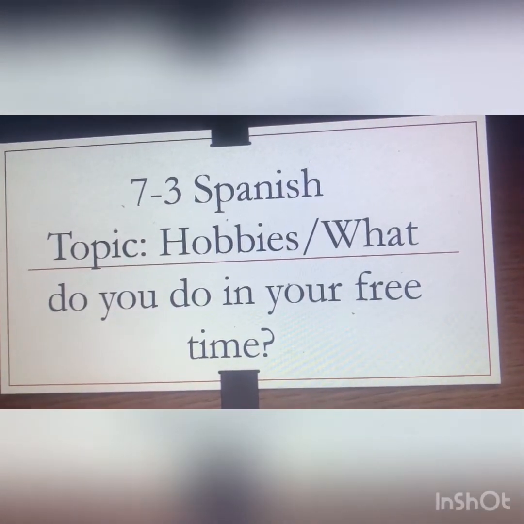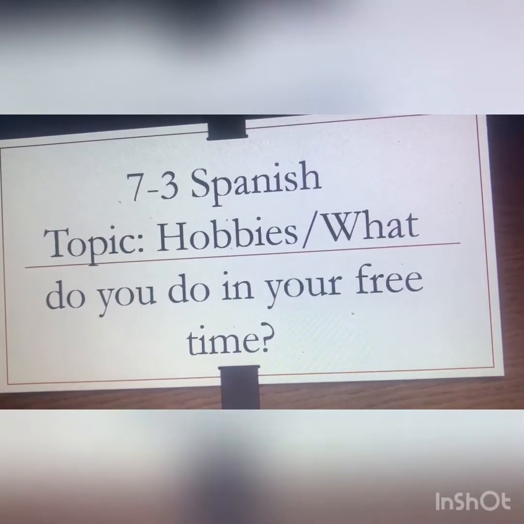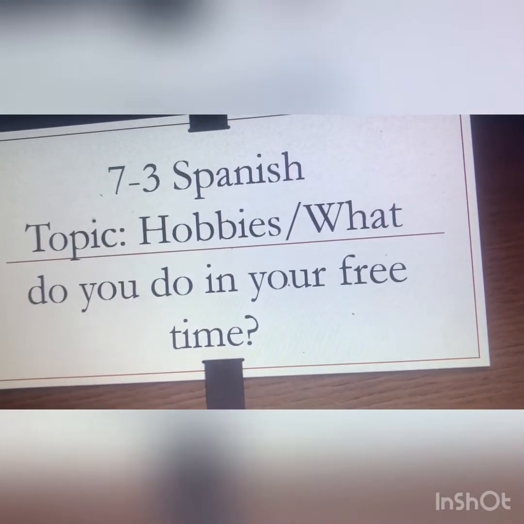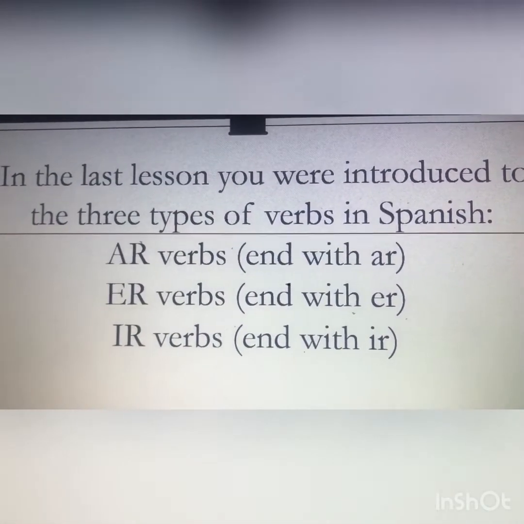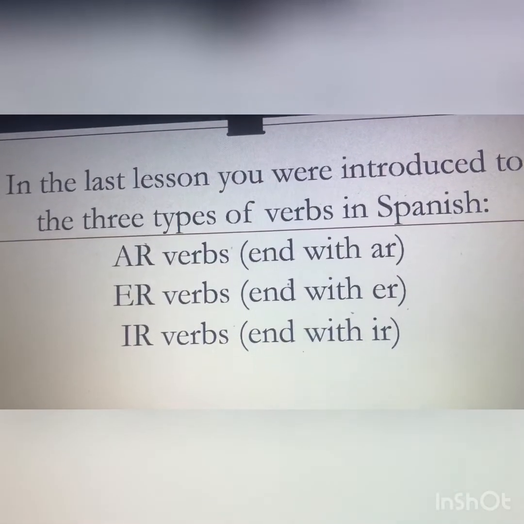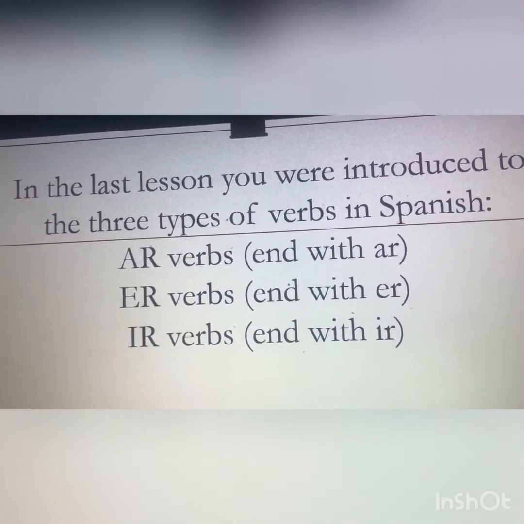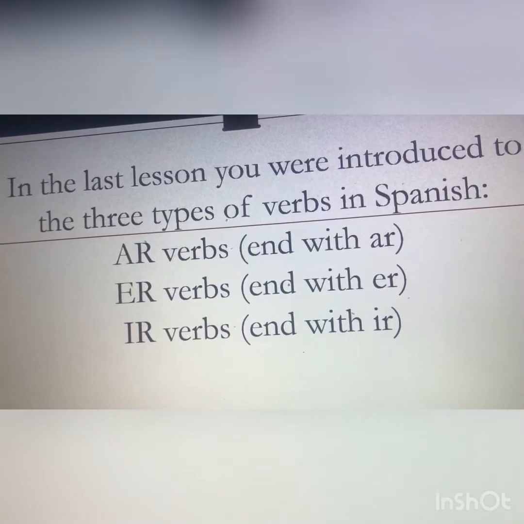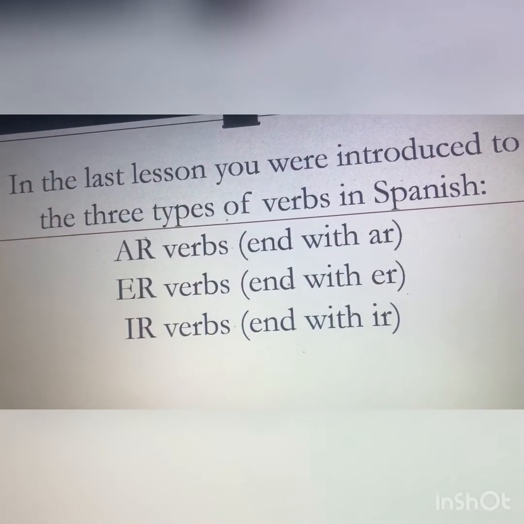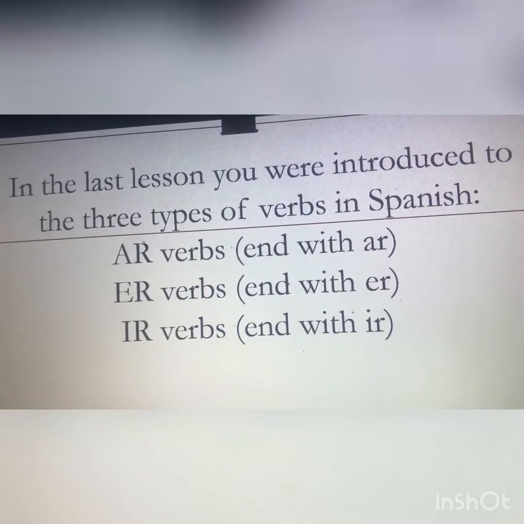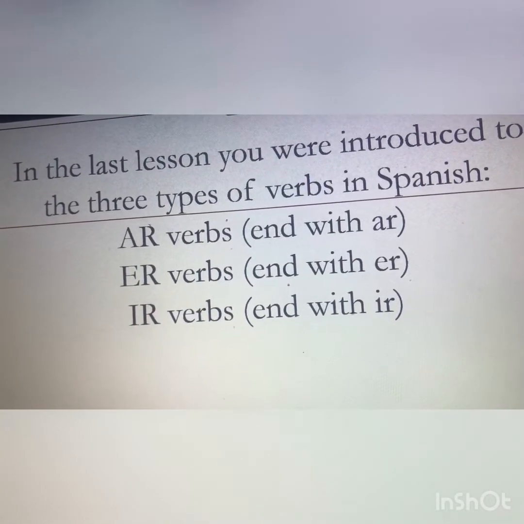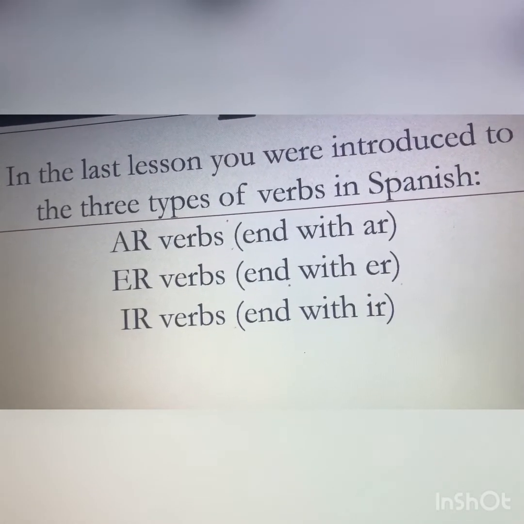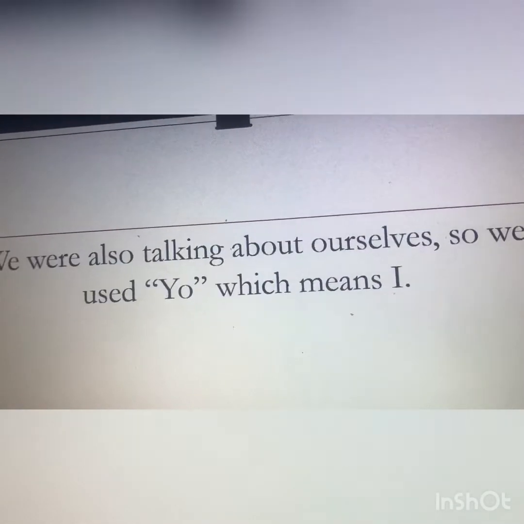Alright, so in this video, we're going to continue looking at hobbies, or what you do in your free time. Now, in the last lesson, you were introduced to the 3 types of verbs in Spanish. You were introduced to AR verbs, those are the ones that end with an AR, ER verbs, those are the ones that end with an ER, and there were also IR verbs, and those are the ones which end with an IR.